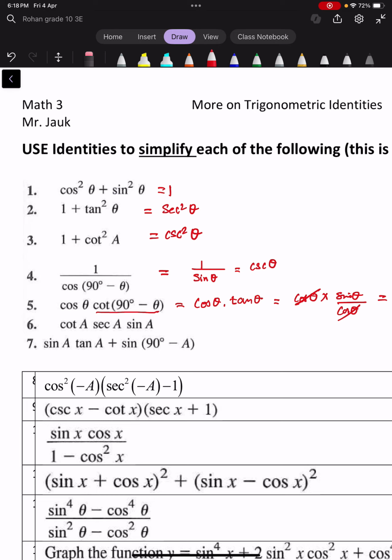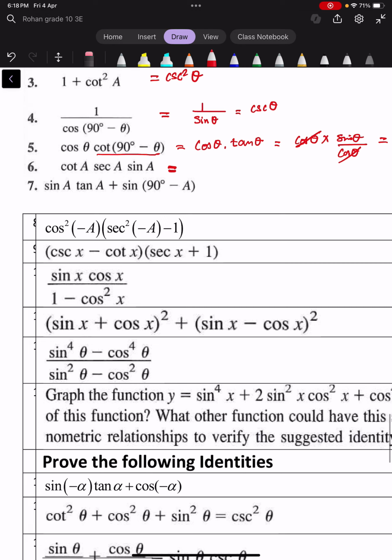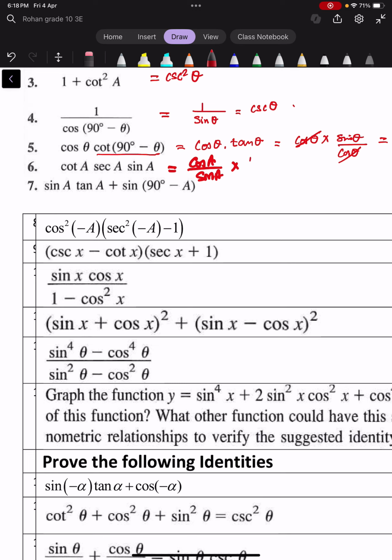You have to convert everything into sine and cos. Start with the sixth one. So cot. What is your cot? Cot is cos over sine, cos over sine A. And then sec is 1 upon cos theta, and then times sine. Cancel. So 1.